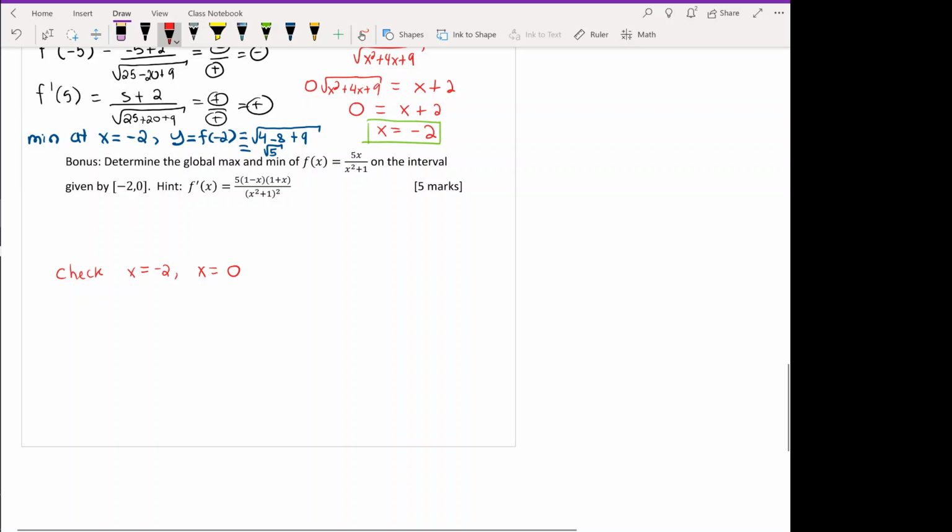Now the bottom of the first derivative is never 0. We don't get critical numbers from that, but the top being 0. Cross multiply, x squared plus 1 all squared times 0 is going to be 0. So we have 0 is equal to 5 times 1 minus x times 1 plus x, which is going to be 0 if x is 1 or if x is -1.